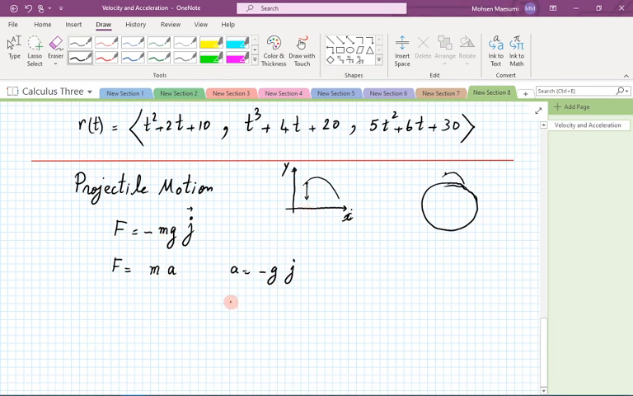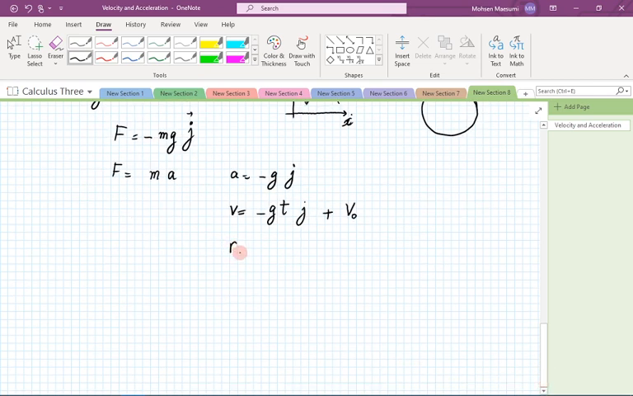Then what? Well, the velocity is going to be the antiderivative of this, so I take an antiderivative, and it becomes minus g t j plus some initial velocity, let's call it v sub 0 for a moment. And then the position. Well, for position I have to take another antiderivative. What's the antiderivative of t? Minus g t squared over 2 j, and this is a constant v0, and antiderivative you just multiply by a t, and then you have an initial position. Initial position is going to be r sub 0.